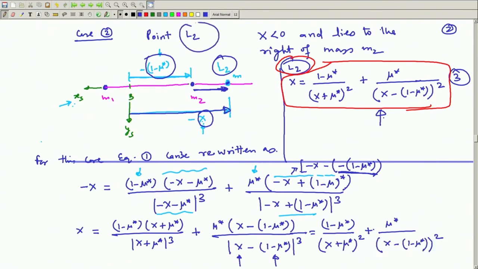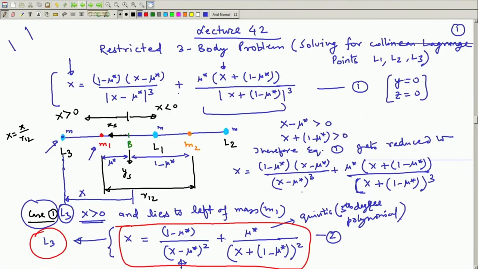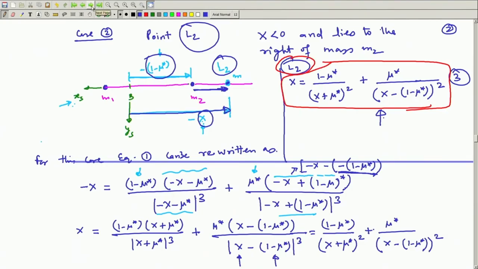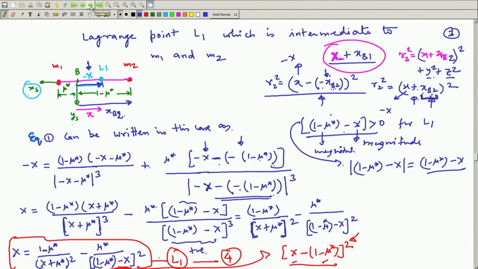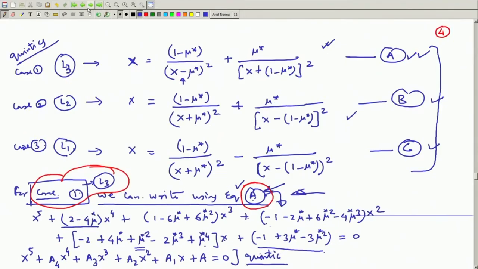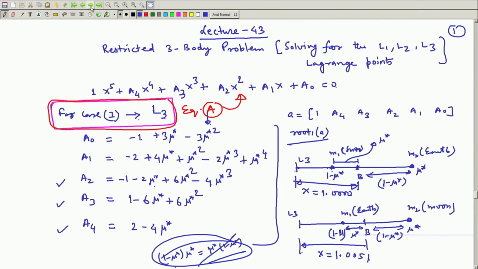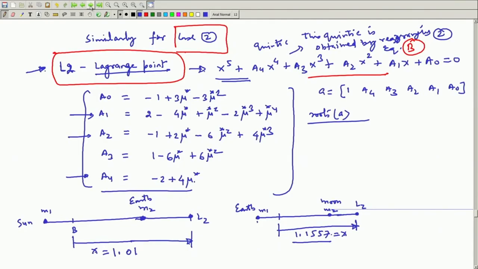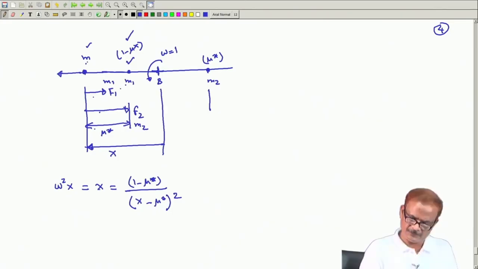This is point L 2, we are taking the point L 1, this is mu star, this is ok. So, for L 2 this is ok, this is for L 3 ok. So, this is a minus sign here. So, while copying we have made the mistake. So, immediately we can verify from this place, then this is very easy to work.